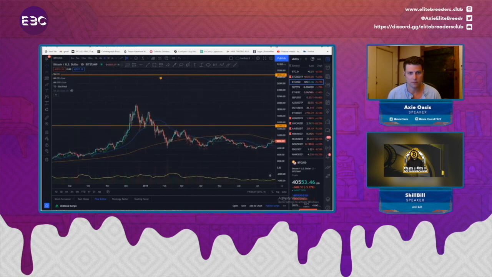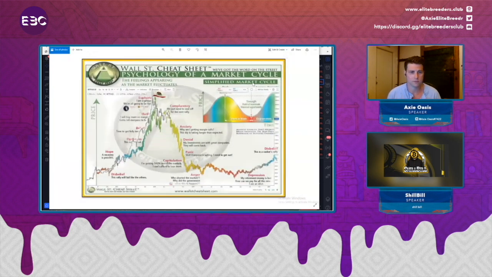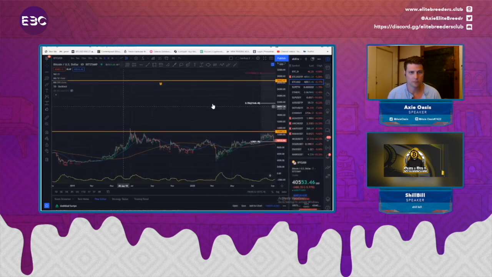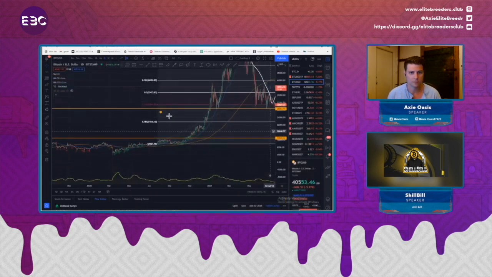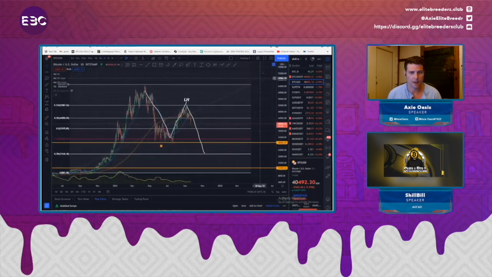If you look at the classic psychology chart, this is the thing that we're looking at here. So not looking great for BTC. However, we haven't broken that support level yet, so I'm not too worried. If we can get that money printer going, I'm sure we might get some more rallies.